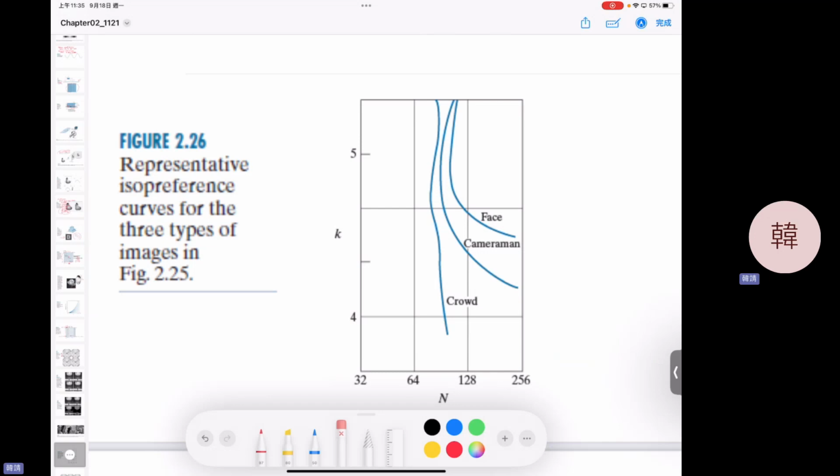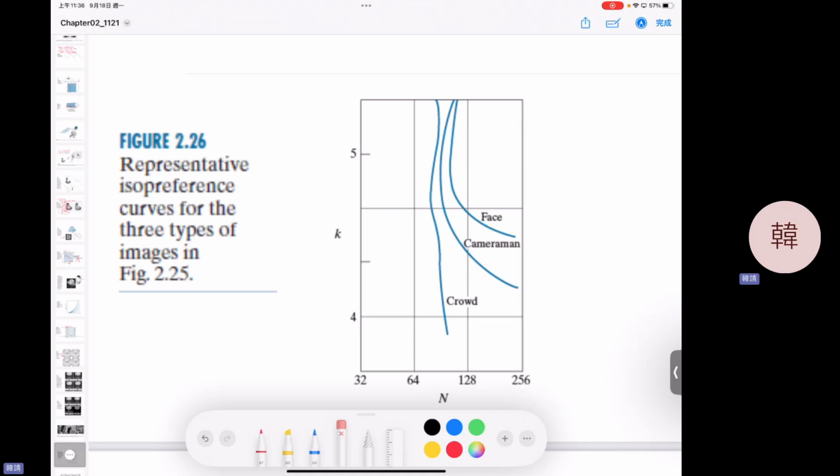So we have the face, the camera, the cameraman, and every solid line represents an isopreference curve. What's isopreference? Iso means equal, right? Preference means what you like, your favorite. Isopreference means equally good quality for your eyes. The vertical axis is the spatial resolution, 32, 64. Oh, sorry, this is the spatial resolution. The K is the bit, the different bit depths.